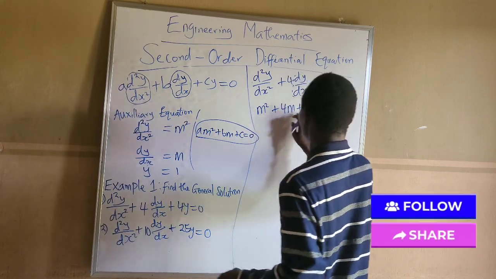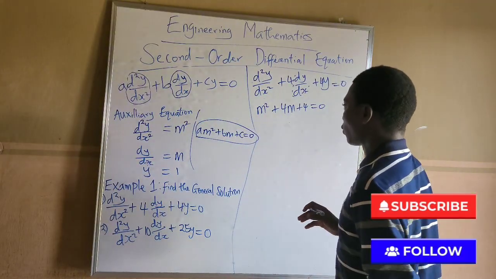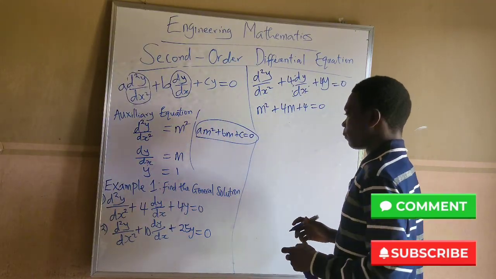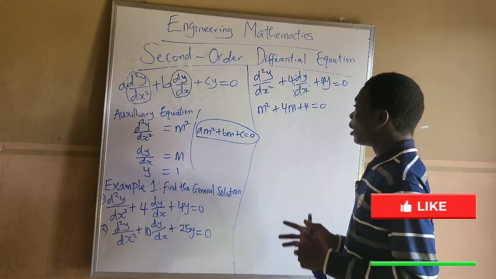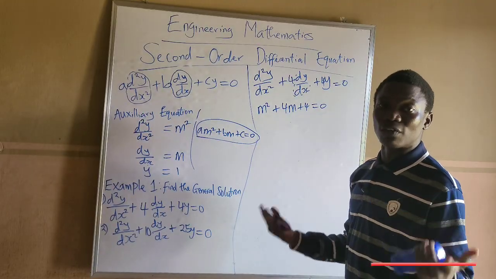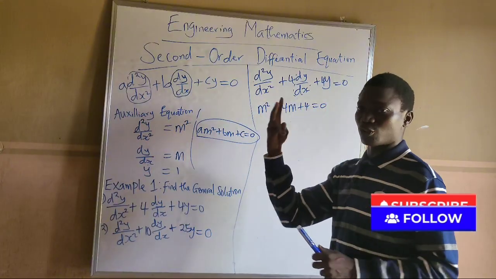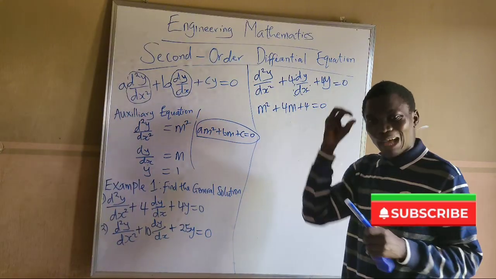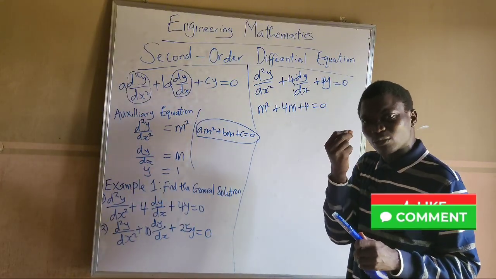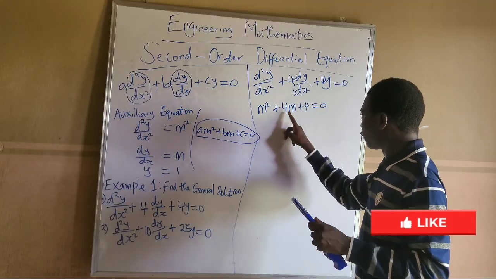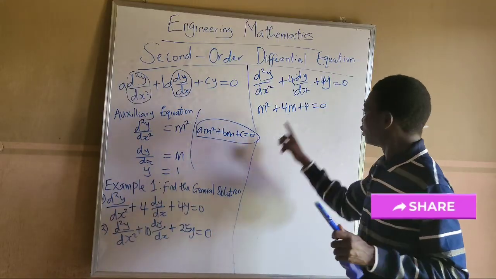Now we need to solve this equation quadratically. I know that you people are familiar with quadratics, but I will still explain it here. What are the two numbers you multiply together to give us 4, and by the time you add those same two numbers together, it will give you this? But when you multiply them, it will give you this.